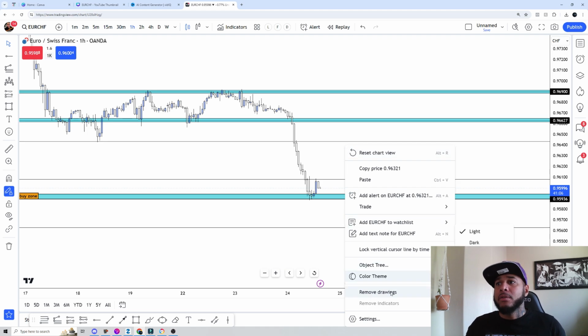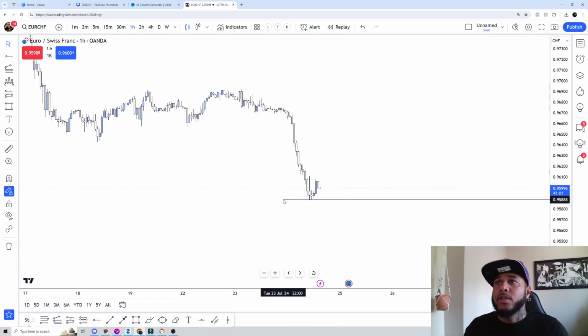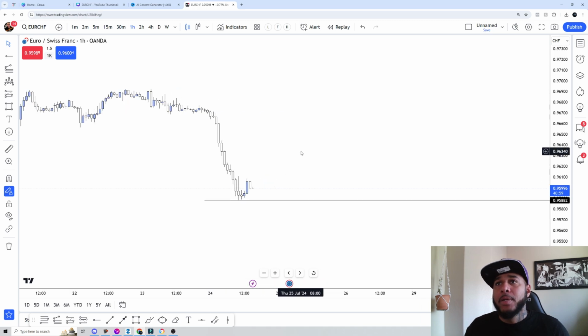I'm going to get rid of everything so that way it's clean. I'll just put a line here so no one's confused. This is our structure. This is our support that we're looking at on the higher time frame. Now, in order for me to identify some type of bullish movement, at least a corrective move, I need to see some type of candlestick reaction. I would like to see the behavior of the market at these points.